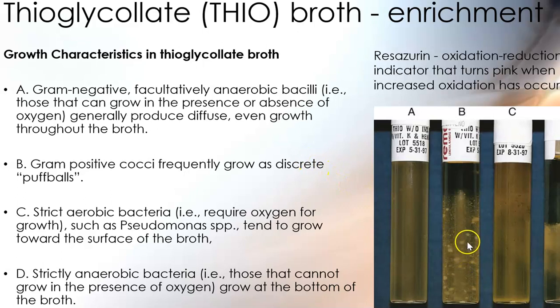See the little balls? There are also things called pellicles that grow in little streaks or lines. And that tells us a lot of times the difference between whether it's a staphylococcal organism or a streptococcal organism. You'll learn it later.